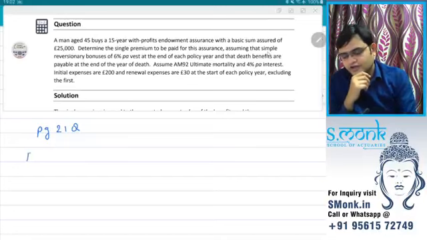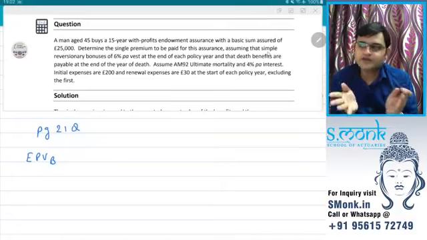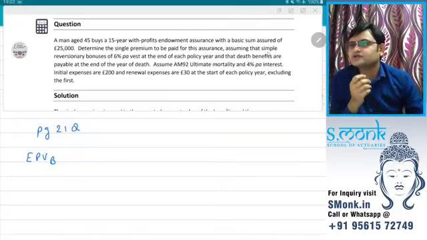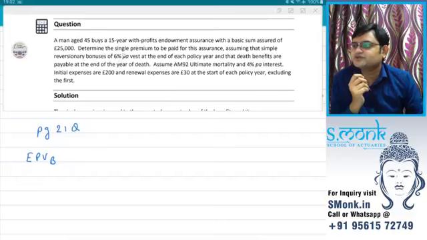So we'll calculate the expected present value of benefit plus bonus. Whenever I'm writing B, we are talking about benefit plus bonus. So the benefit is 25,000 and each year we are saying 6% bonus will be added at the end of each year. Okay.